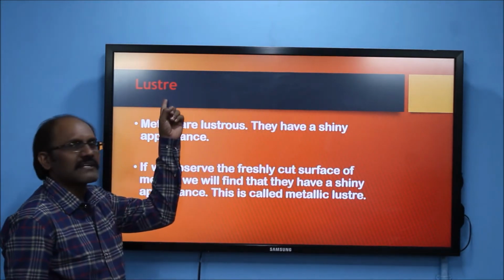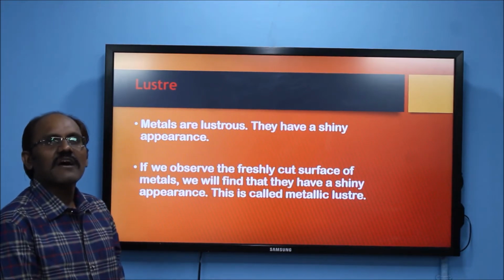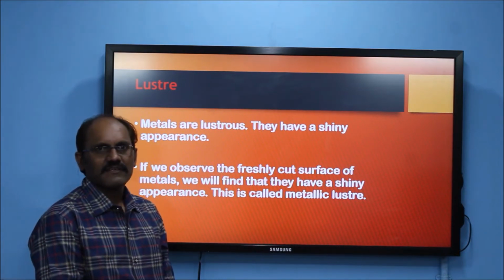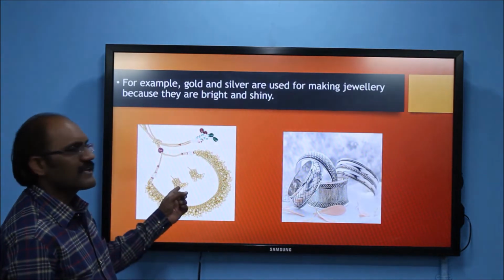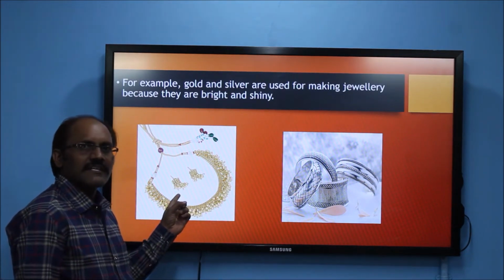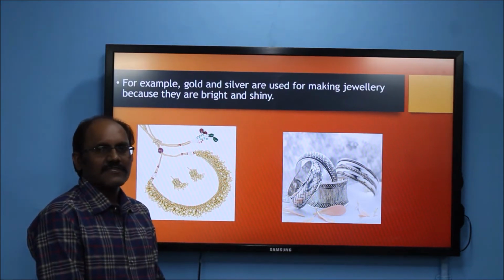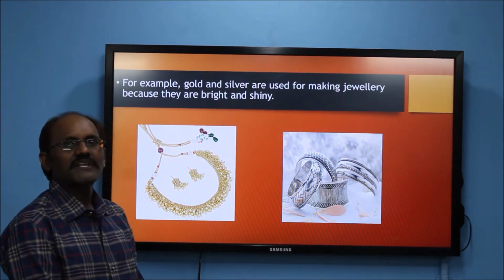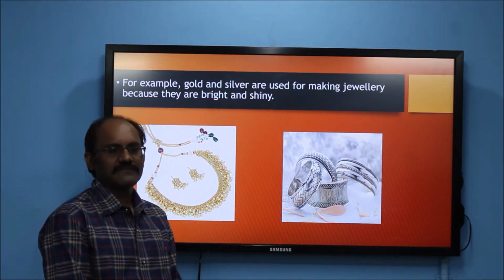Another physical property of metals is luster. It means shiny appearance. Metals have shiny appearance. That is why metals are used in making jewelry items like this one. It is made of gold and it is made of silver. So gold and silver are the metals which have shiny appearance. That is why they are used in making jewelry items.